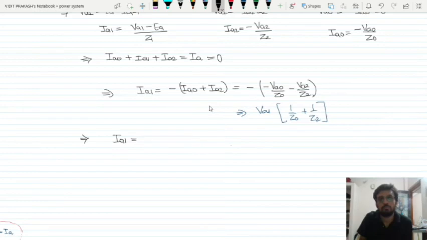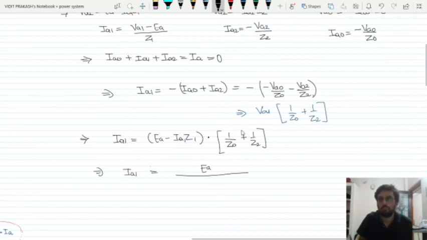Now, IA1 is equal to, what is VA1? EA minus IA1 Z1 into 1 by Z naught plus 1 by Z2, right? And if I take common IA1, then what we will get? We will get EA divided by Z1 plus 1 by Z naught plus 1 by Z2.